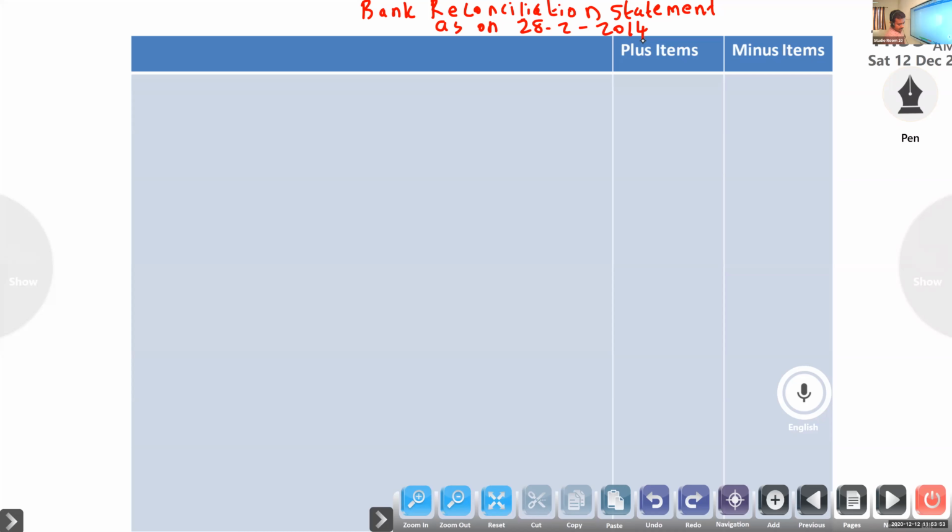Okay, so first the cash book is given. So balance as per cash book. Which amount do you have to write? You look at the cash book balance. Balance c/d, 705. 705.